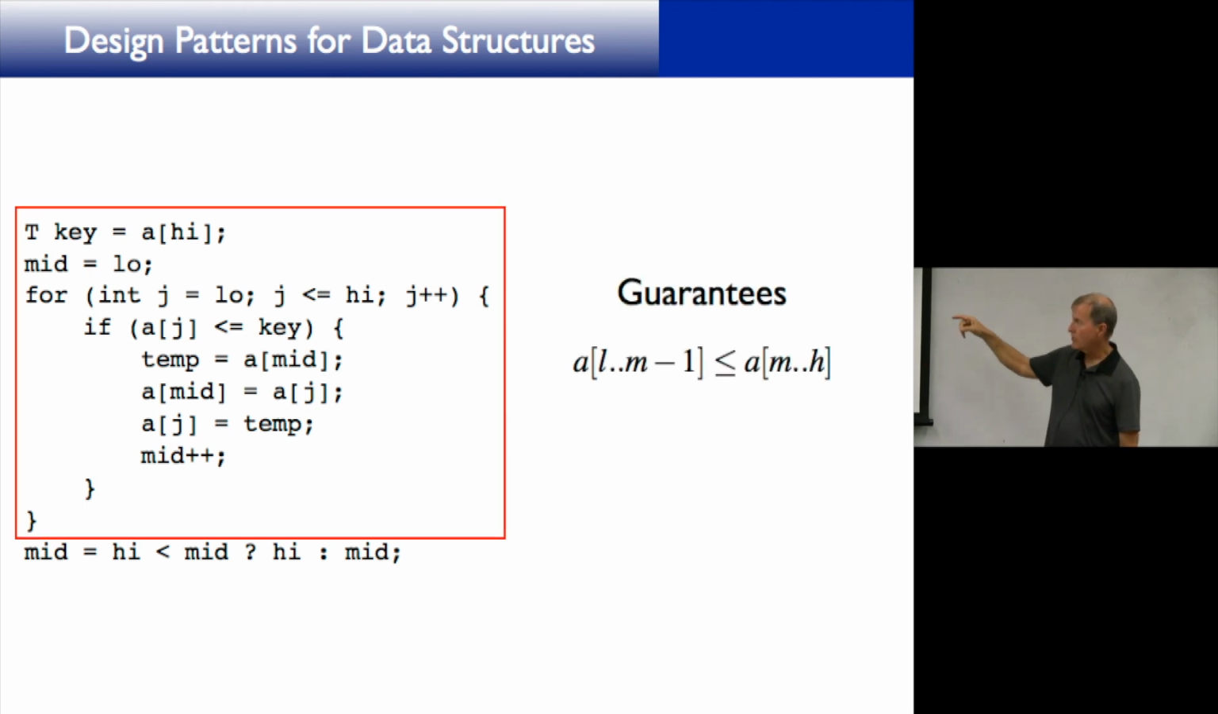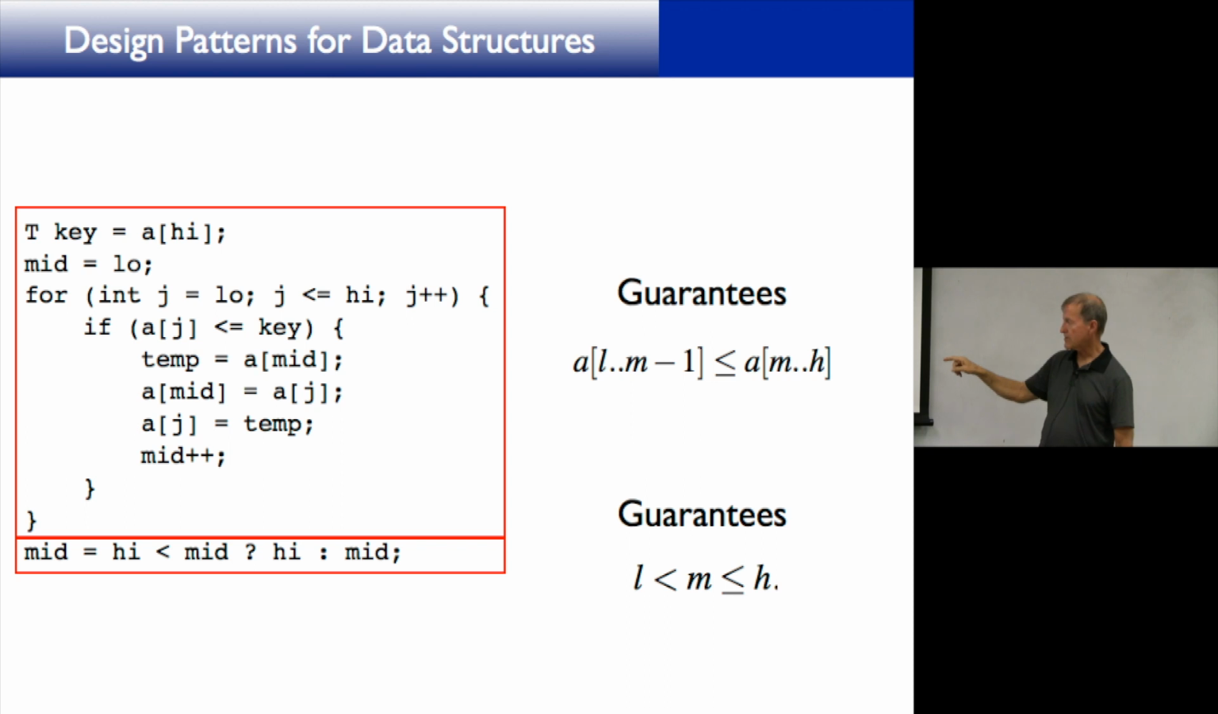And this code, key gets A sub high, mid gets low, and then the loop. That guarantees that A sub L dot dot M minus 1 is less than or equal to A sub M dot dot H. And this is the one that we need to guarantee that L is less than M is less than or equal to H. In other words, M cannot be bigger than H.